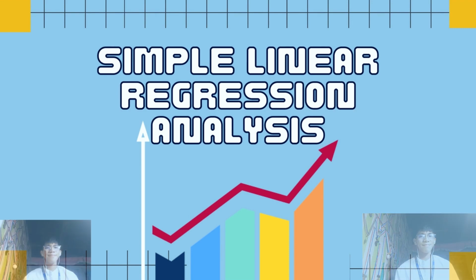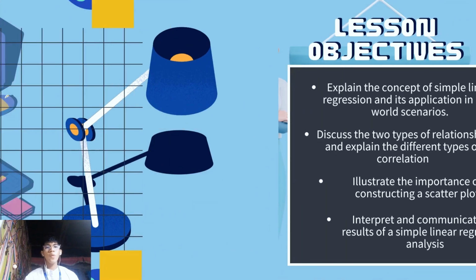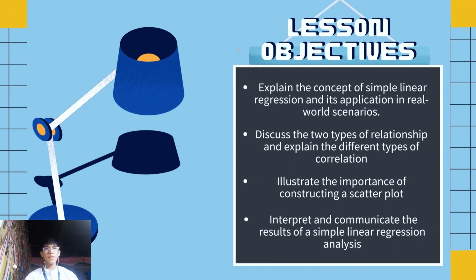Let's dive in. After this discussion, you are expected to explain the concept of simple linear regression and its application in real-world scenarios, discuss the two types of relationship and explain the different types of correlation, illustrate the importance of constructing a scatter plot, and finally, interpret and communicate the results of a simple linear regression analysis.